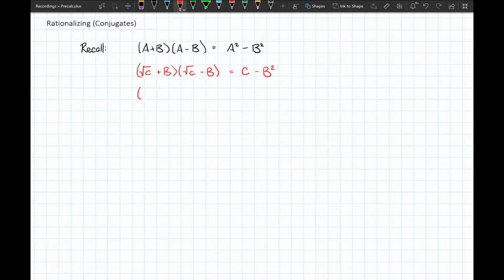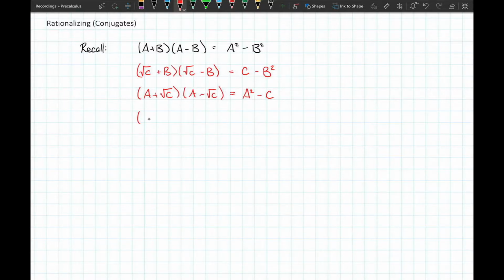Similarly, what if b is a root? And we have a plus root c, and we have a minus root c multiplied together. Still looking at difference of squares, we get a squared minus root c squared. But root c squared is just going to be c. And we can go even one further.